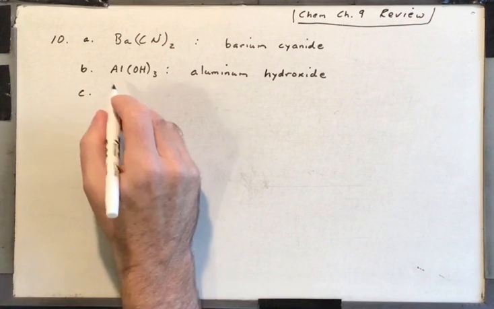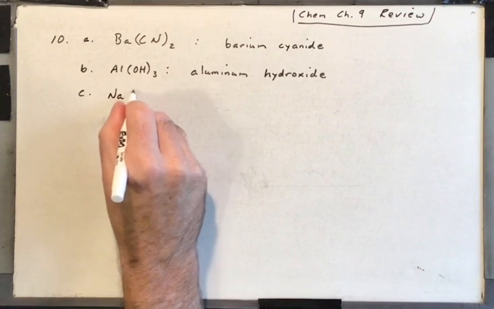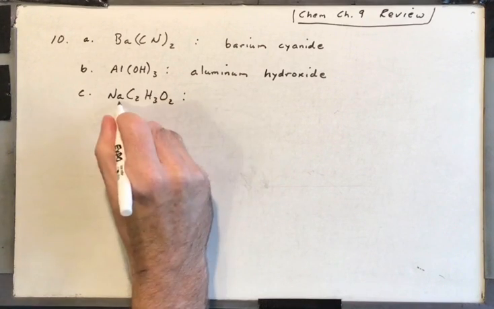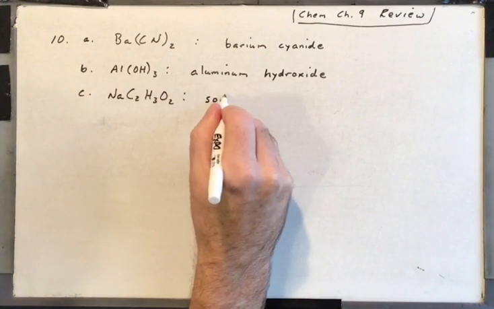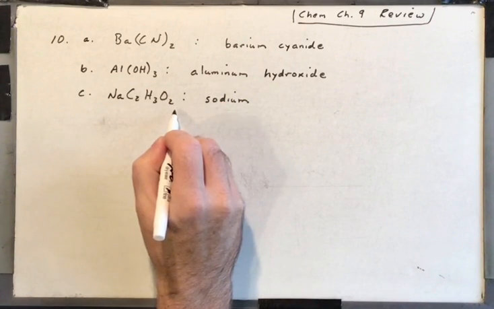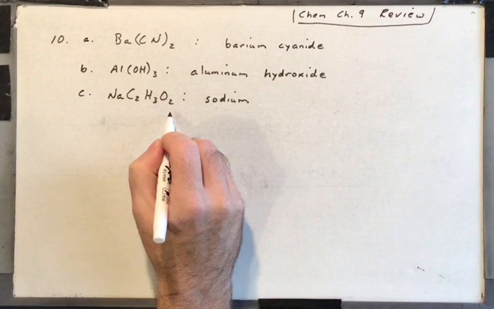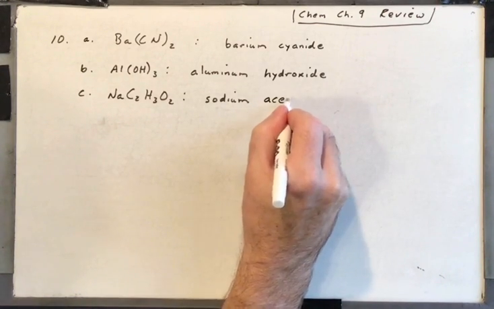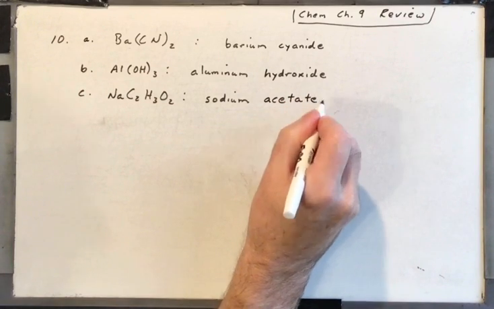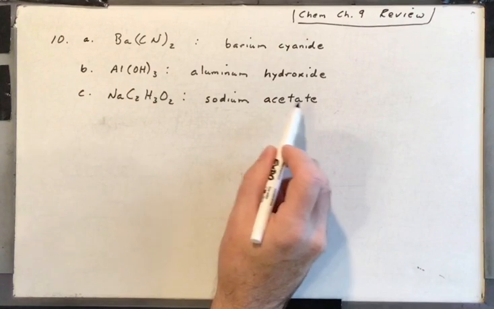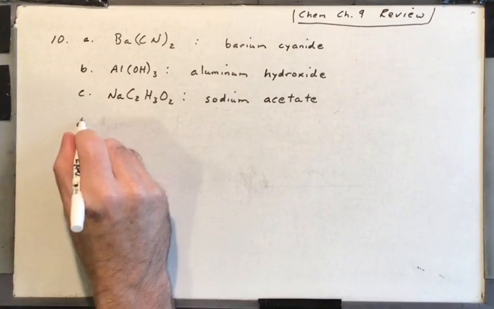All right, NaC2H3O2. Na is sodium. C2H3O2, find that on the charts in that first column at the bottom. That is acetate. Now you're going to have a chart with you, so any spelling mistakes will definitely not be tolerated.